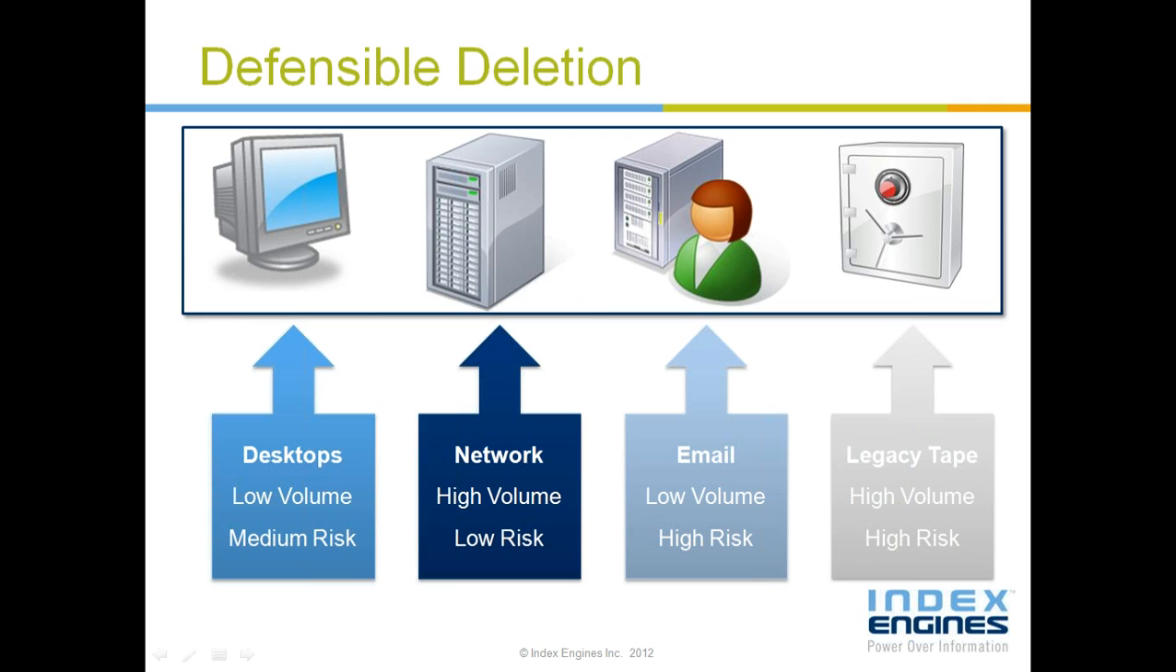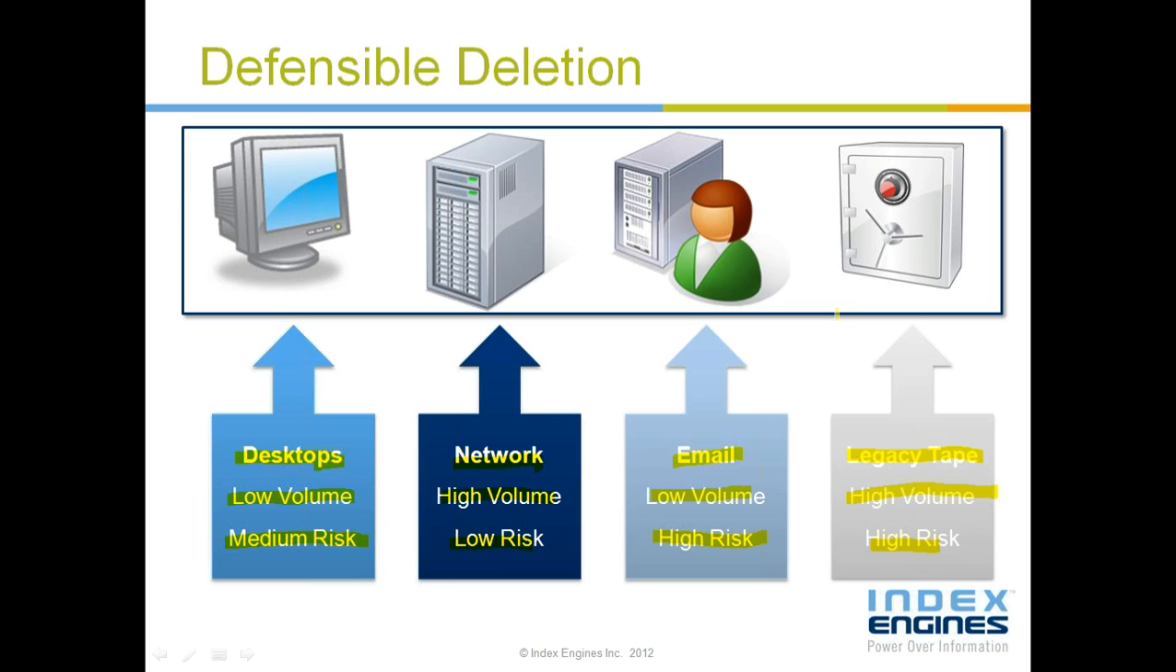If you look at all the different environments: on desktops, the volume of data is relatively low, and it's medium risk content. On network servers, the volume is significantly high, typically lower risk than other content. It really depends on your business. Email server, the volume is low. Email isn't a significant volume compared to other data, but it's high risk. That's some of the highest risk stuff you'll have. Legacy tapes are interesting because it's high volume and high risk. It's just snapshots of data over time, and it's everything. So it's a very high risk environment.